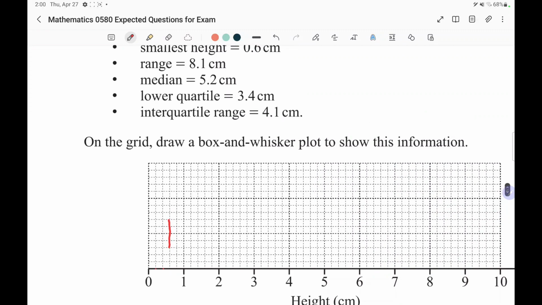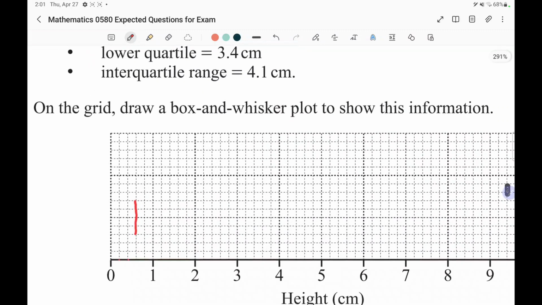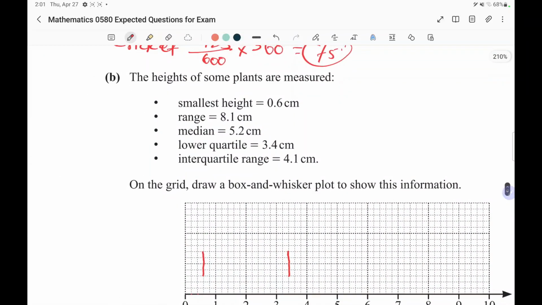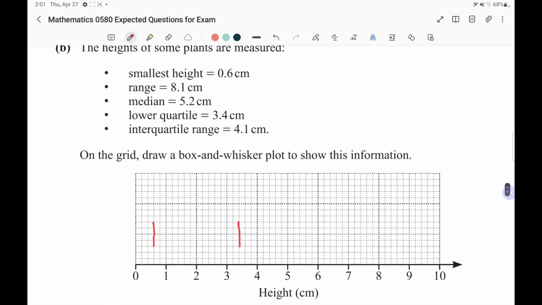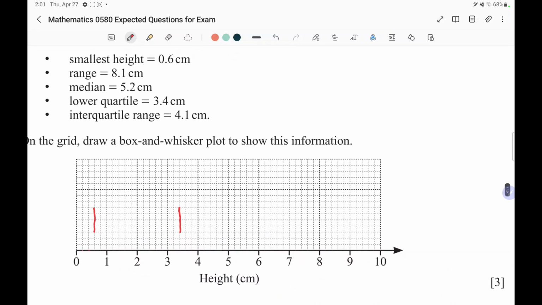Now this is for the least value, 0.6. Now we are coming to the lower quartile, that's 3.4. So 2, 4, 3.4 can be here. Now we're coming to the median, that's 5.2.